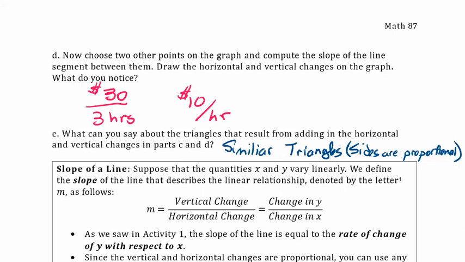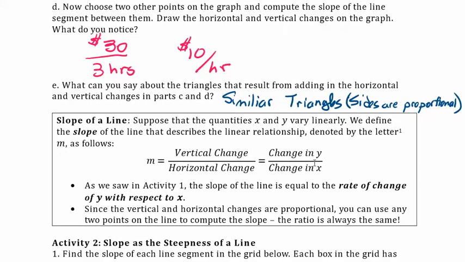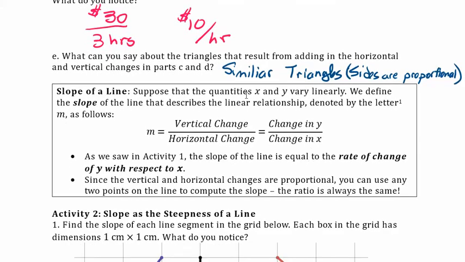And that would be true for any triangle that we picked. You know, mine was 30 over 3. You probably had something else. And that's the slope. All right, so here we're defining slope of a line. Suppose that quantities x and y vary linearly. We define the slope of the line that describes the linear relationship, denoted by the letter m, as follows.